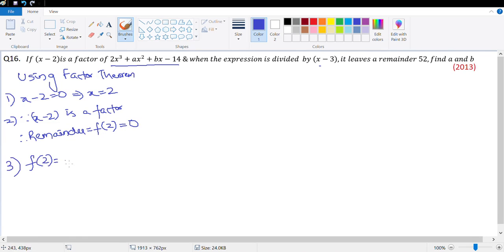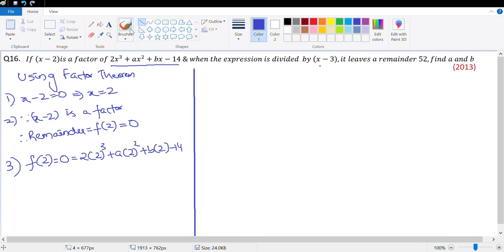f2, which is equal to 0, is equal to 2 times 2 cube plus a times 2 square plus b times 2 minus 14. That we've already equated to 0. Let's open the brackets. So what we have, 2 cube is 8, sorry. 2 cube is 8 into 2, 16 plus 2 square, that's 4a plus 2b minus 14. That should be equal to 0.